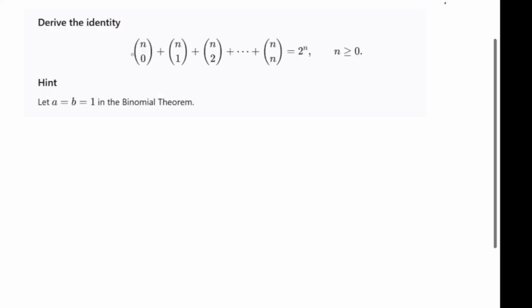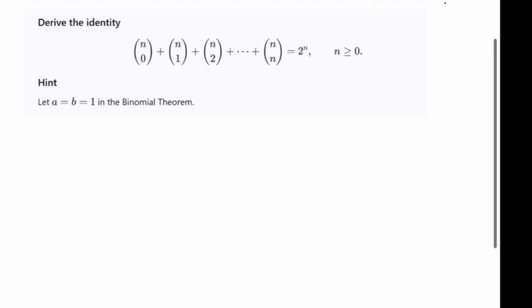All right, so we're going to derive this identity. N choose 0 plus n choose 1 plus n choose 2 plus dot dot dot all the way to n choose n is equal to 2 to the n for n bigger than or equal to 0. And the hint is that we're going to let a equal b equal 1 in the binomial theorem.